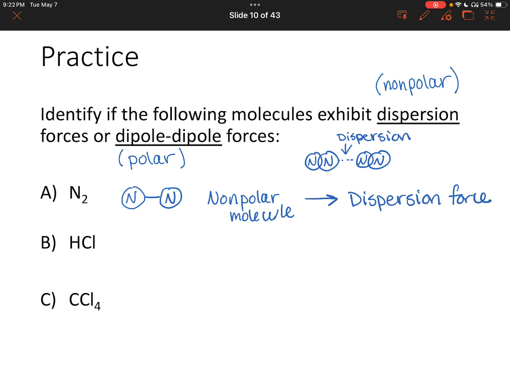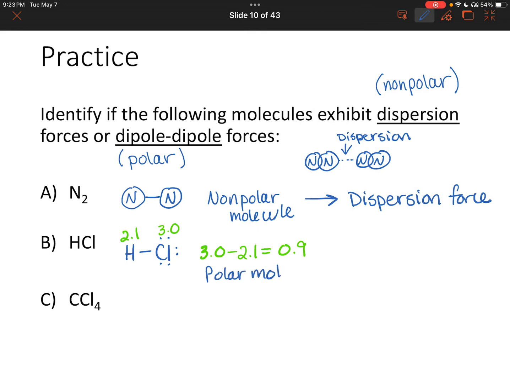All right, let's look at HCl. So let's figure out if this is a nonpolar or polar molecule. So we've got hydrogen bonded to chlorine. Now, if you don't have an electronegativity table handy, I can write down the electronegativity values for you. So hydrogen's electronegativity value is 2.1 and chlorine's is 3.0. So if we take the difference between those values, we get 0.9. So would that be a polar molecule or a nonpolar molecule? A polar molecule.